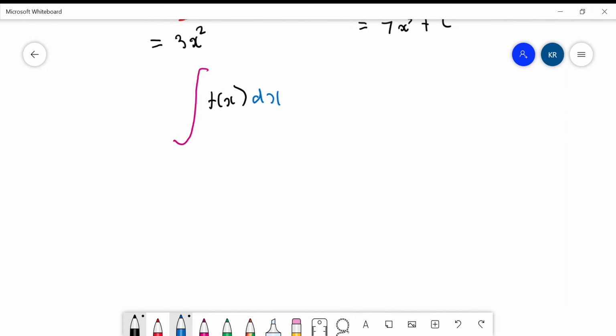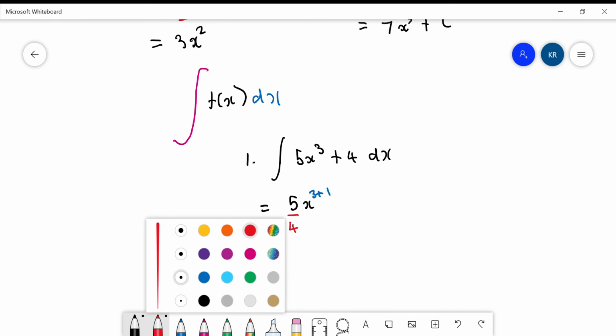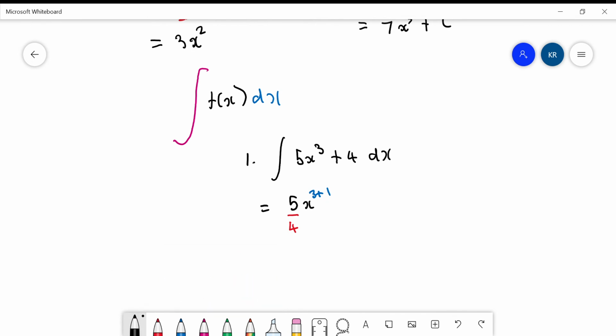So let's do some more problems. Here's one. The integral of 5x cubed plus 4 dx. Now we do the same thing. So first we add 1 to the power, so we get 3 plus 1, and then we divide the coefficient by the new power, which is 4. So 5 divided by 4 times x to the power 3 plus 1. Then we do the same thing here for plus 4.